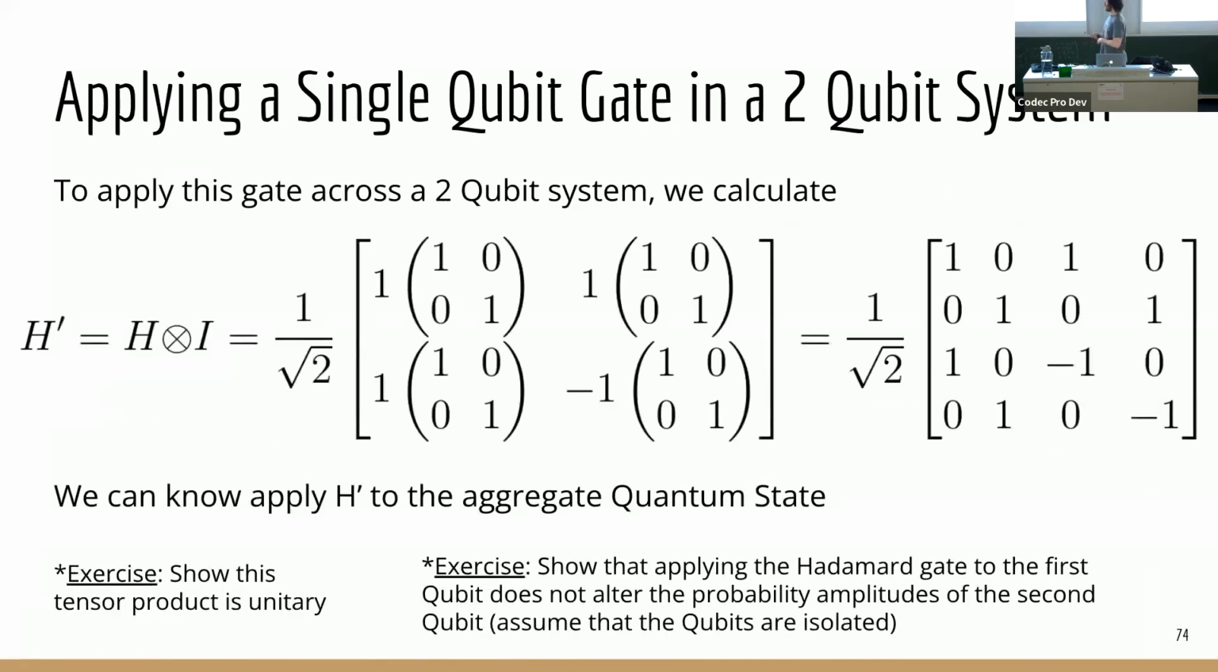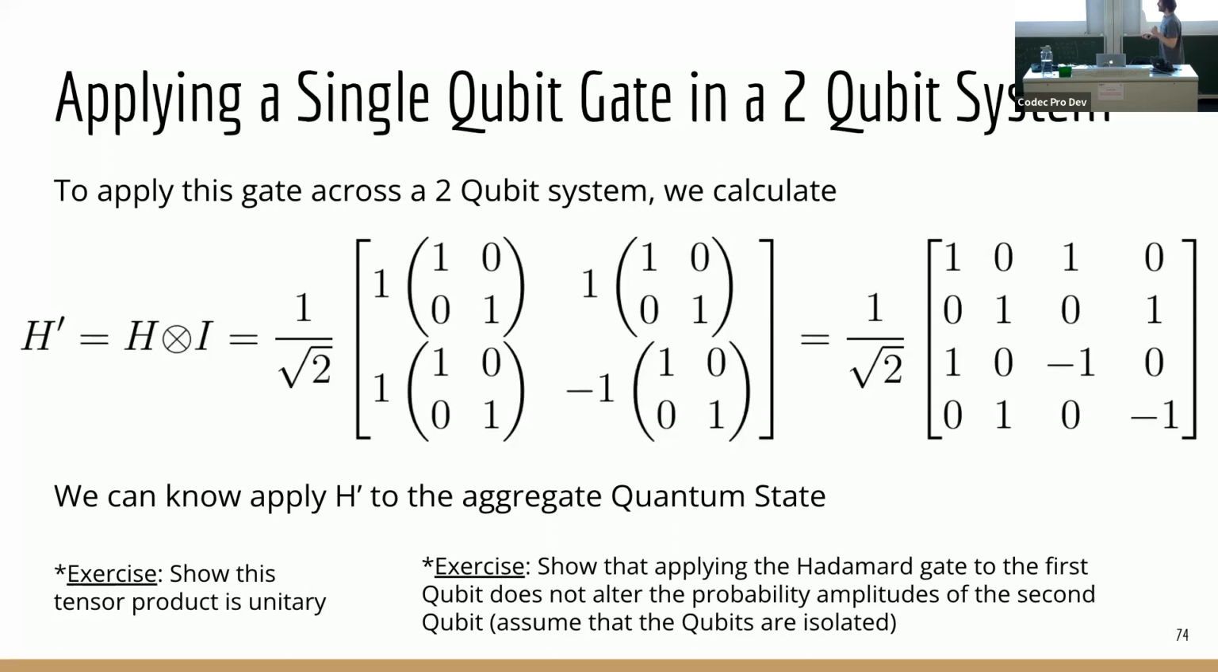And now what I want to do is convert this 2x2 matrix into a 4x4 matrix, which will apply the Hadamard gate transformation to only the first qubit and do this all in a mathematically sound way. So to do this, we will calculate this H prime, which is the tensor product between our Hadamard matrix H and the 2x2 identity matrix.